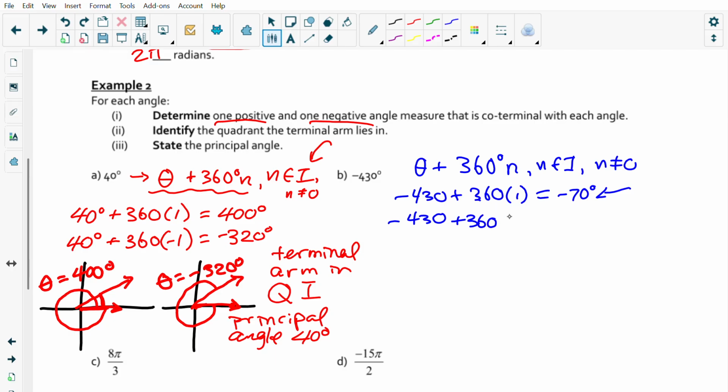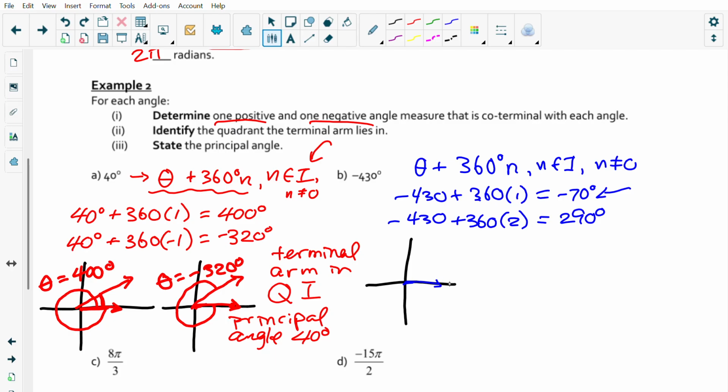this is my negative angle, I need a positive angle. So I'm going to do this. Let's just pick the integer 2. That's going to be negative 430 plus 720. That equals 290 degrees. Okay, let's draw a little picture.